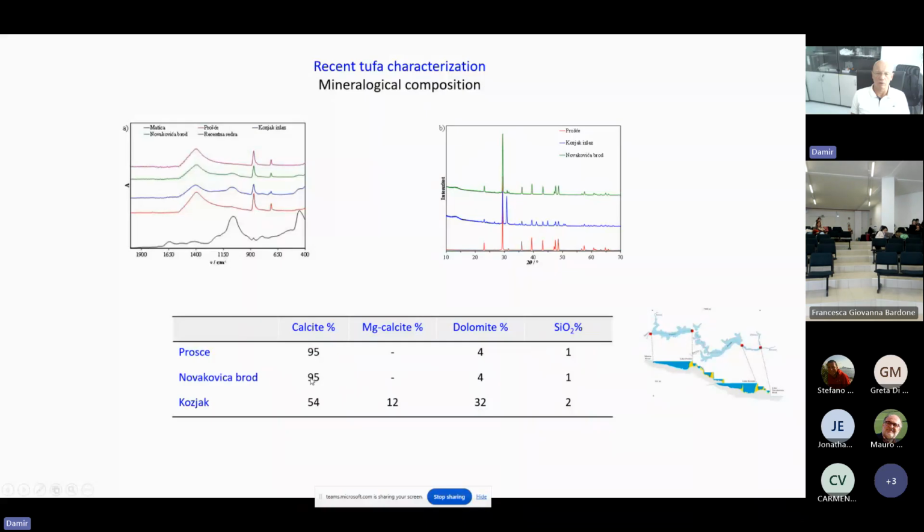A similar result was found at Novakovic Brod, but interestingly at Kozjak, the largest lake, we have calcite but also magnesium calcite identified as a phase. We also identified a much higher concentration of dolomite in this system.